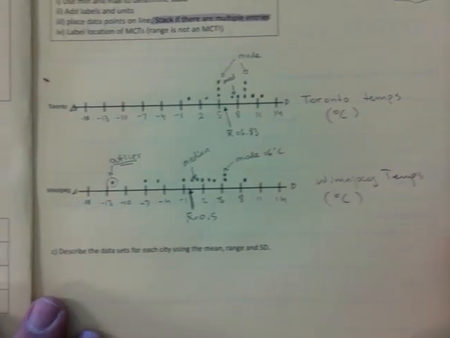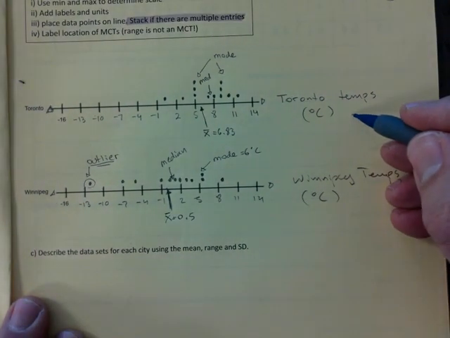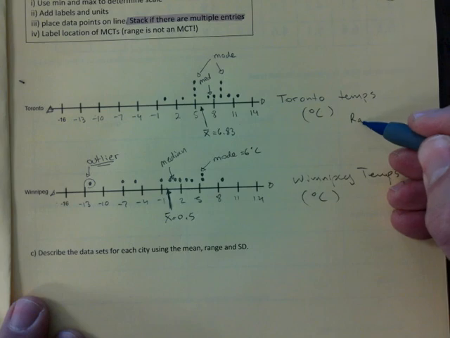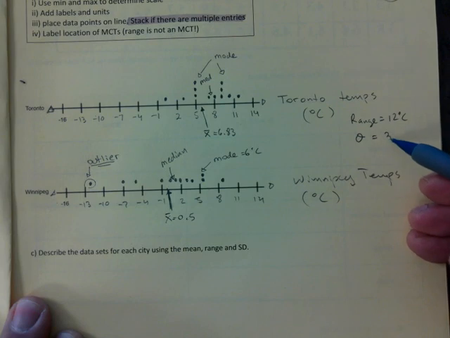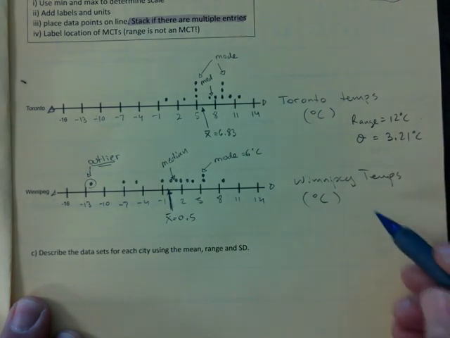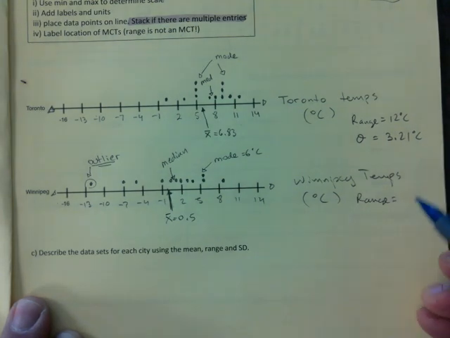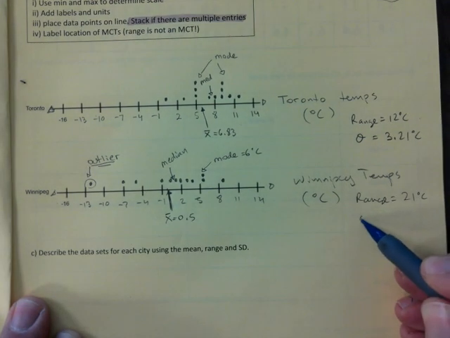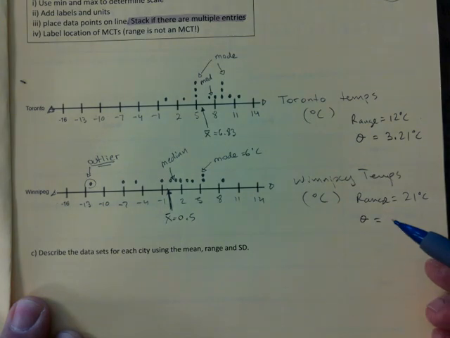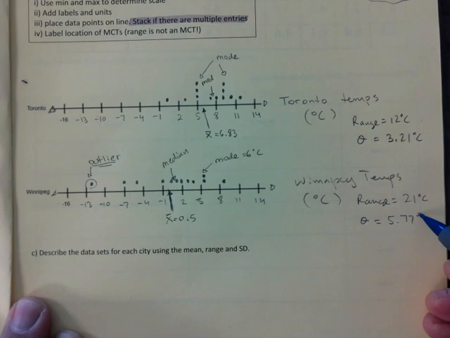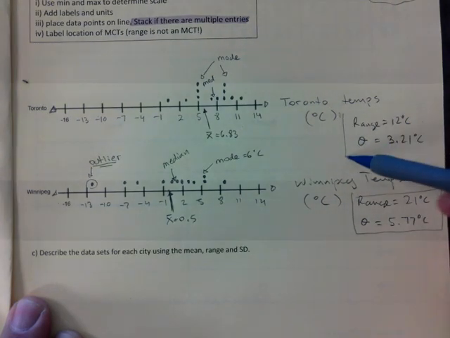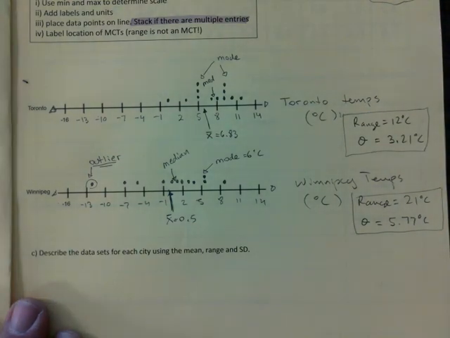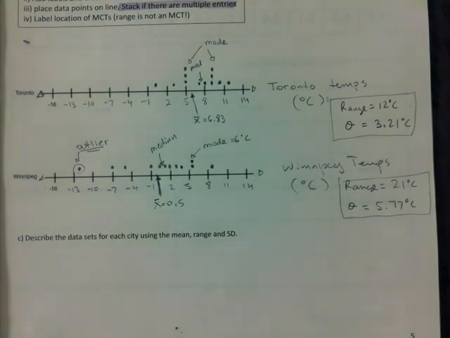I just want to add this, if you don't mind. It's a little bit of work, but the range is 12 degrees and the standard deviation is 3.21 degrees Celsius. The range for Winnipeg is 21 degrees Celsius and the standard deviation is 5.77. How about we box that in? You don't need to add that to your line plot, but because you already have that information, it's nice to put that in.